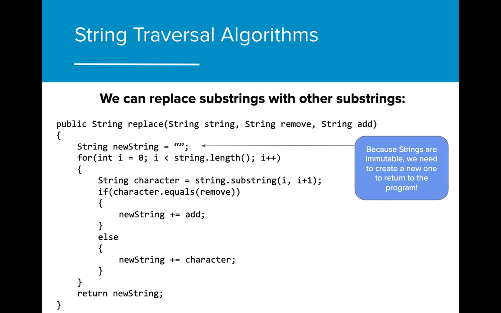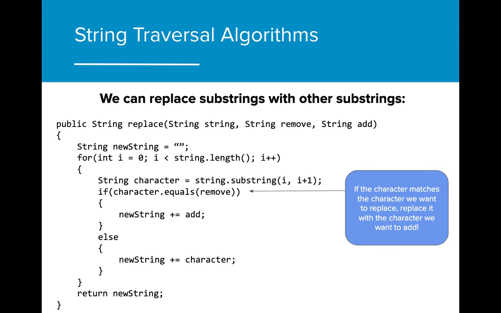Because strings are immutable, we can't just change the values of the substrings within an existing string. Instead, we can create a new string that holds the characters we want. In this case, we can create an empty string by writing open quote, close quote as the assigned value. Like in the last method, we iterate through the existing string and get each character, this time using the substring method.